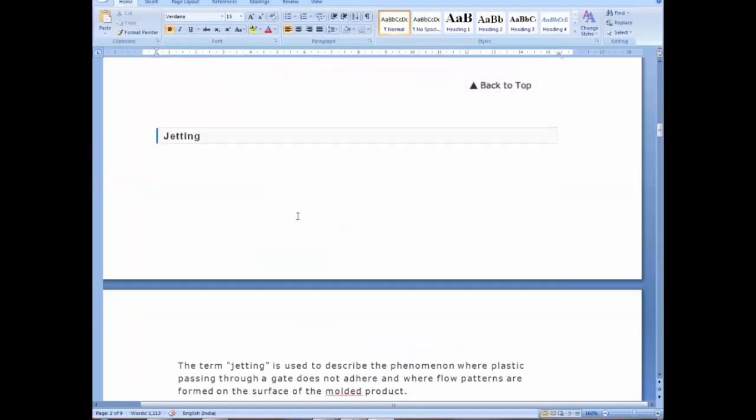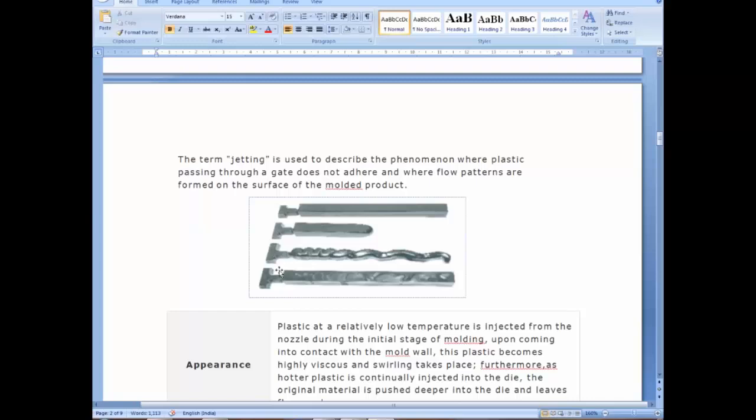Now, jetting. You can see here the similar lines you have seen earlier, because of the flow problem, non-uniform flow, uneven flow and turbulent flow. This is because of the turbulent flow.